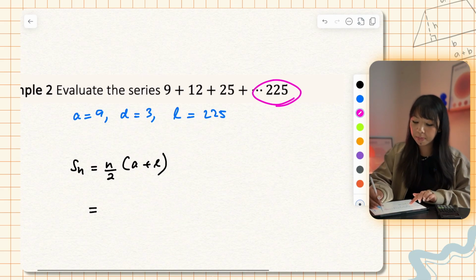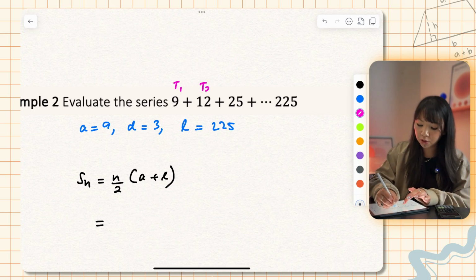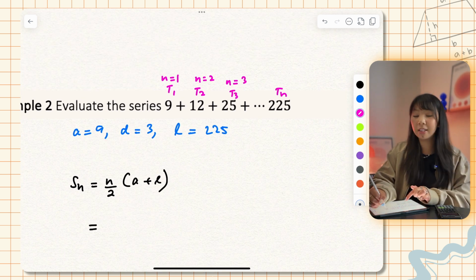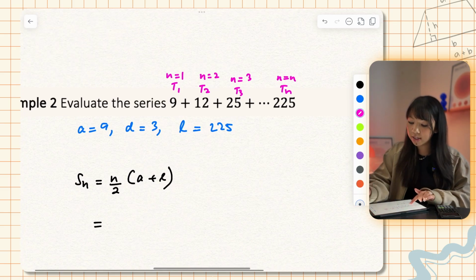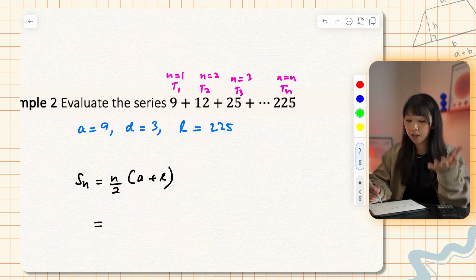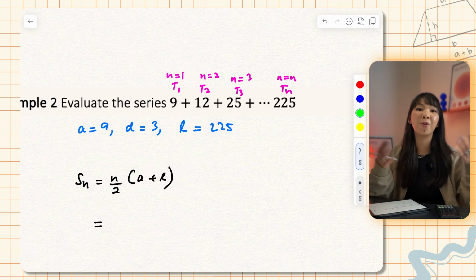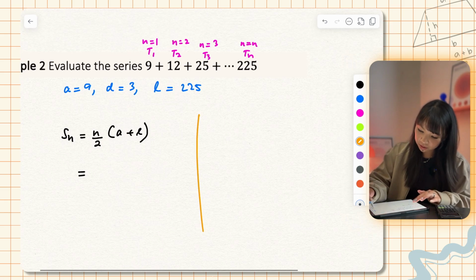What I mean by that is when I look at this first term, 9, that's T1, so that corresponds to n equals 1. This second term corresponds to n equals 2. This third term corresponds to n equals 3. And I'm going to let this nth term, Tn, correspond to n equals n. So once I let Tn equal 225, I can solve that equation for n. And then once I find n, I can substitute it into this Sn formula, because now I know what number term this is.